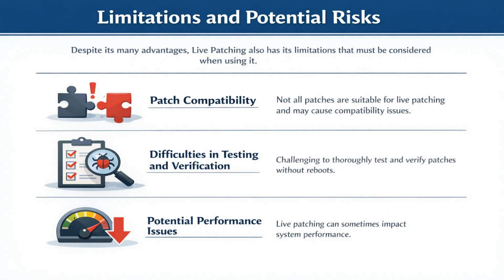Limitation 2 is difficulties in testing and verification. The challenge here is testing. Normally, after patching, a system administrator reboots and verifies that everything is functioning correctly. But with live patching, there is no reboot. So verifying whether the patch fully applied can be more complex to verify, right? Also, some issues might appear later because the system never went through a full restart cycle. That's why organizations should always test patches in staging environments before applying them to the production clusters.